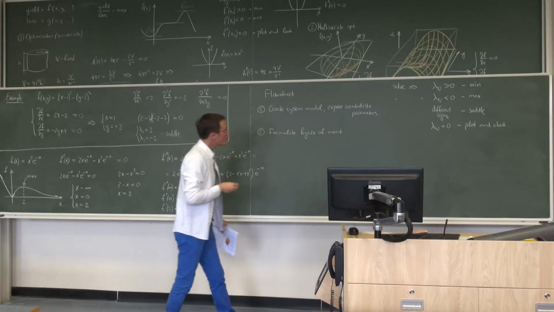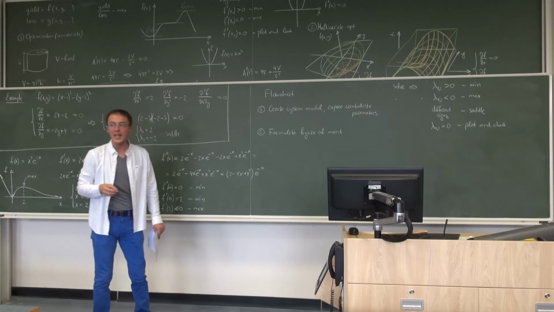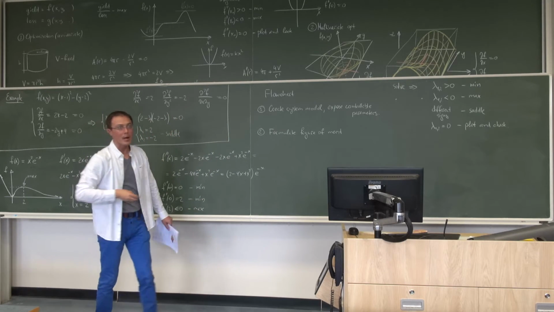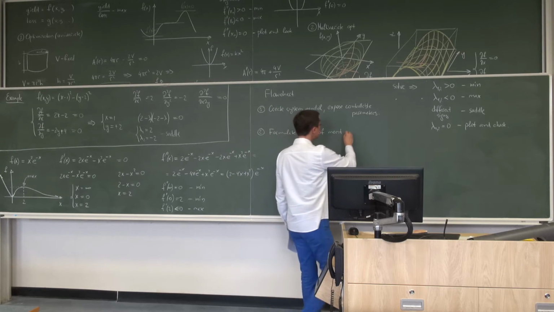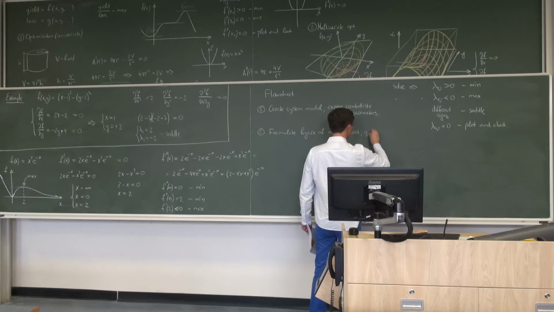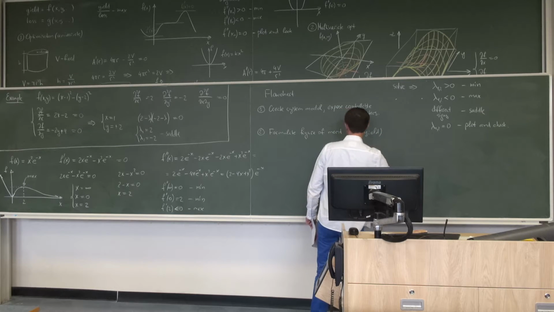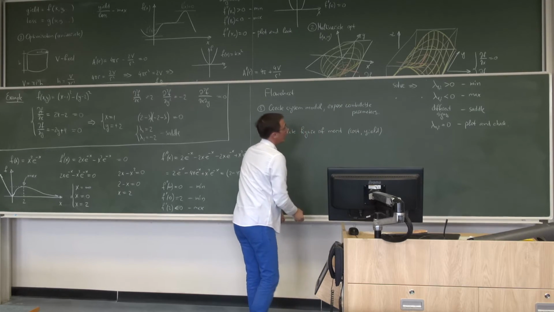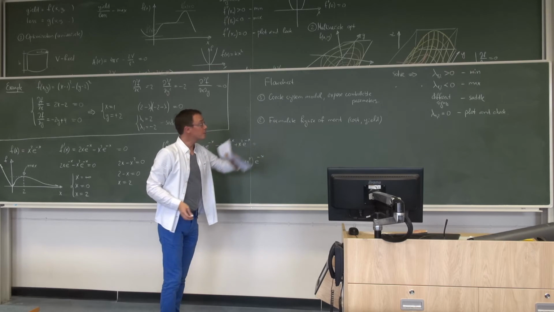And the figure of merit is that which we seek to optimize. For example, cost. Or yield. Or some such. In terms of those parameters.